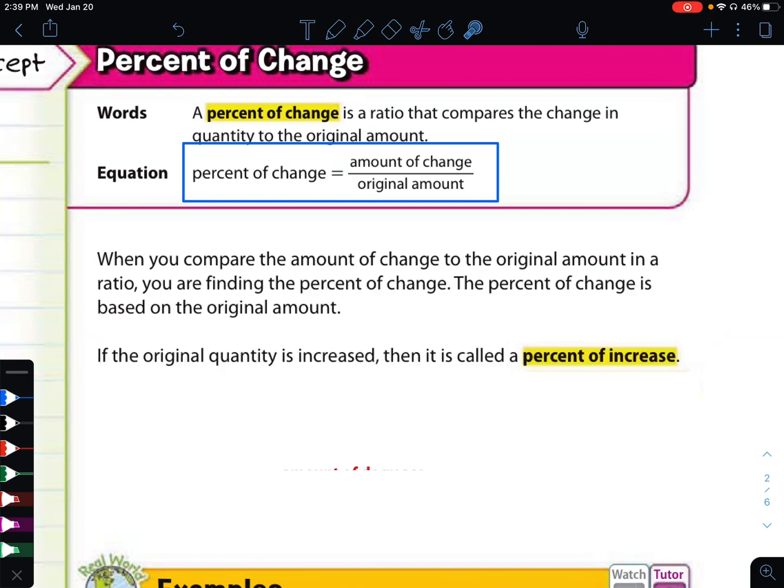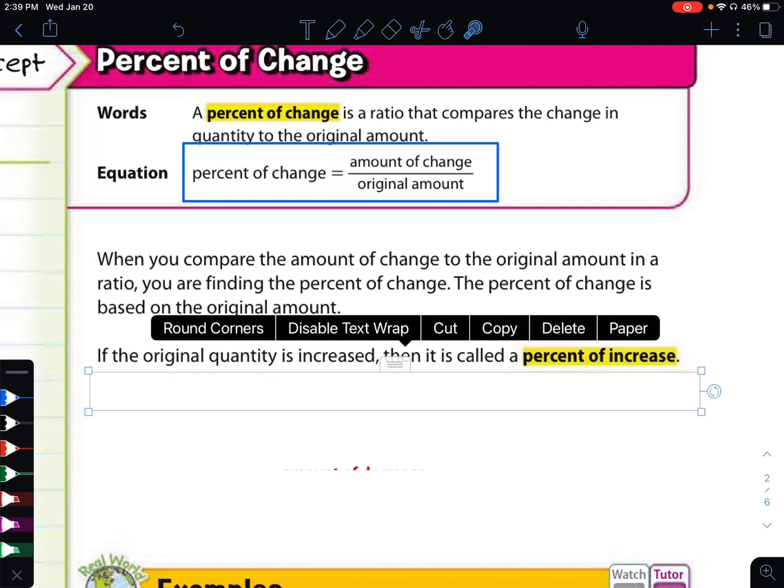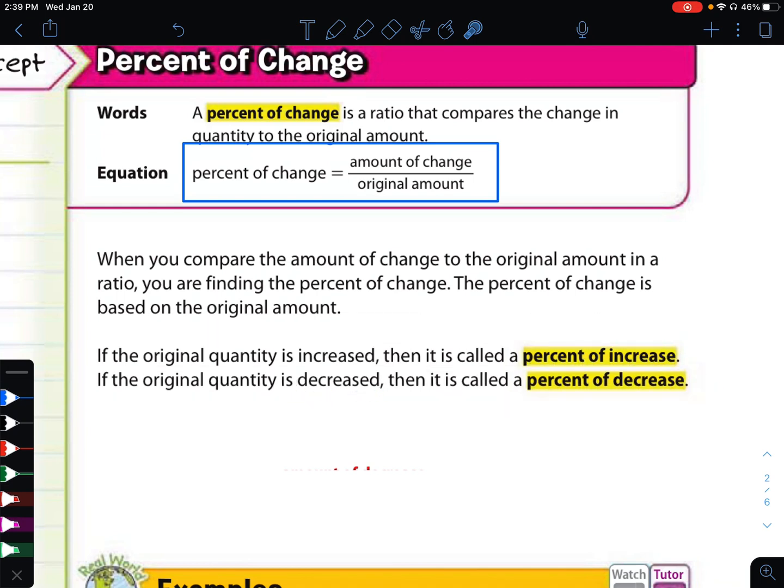If the original amount is increased, obviously we call that a percent of increase. If the original amount is decreased, then we call that the percent of decrease. Basically, if the change goes up, it's an increase. If the change goes down, it's a decrease.